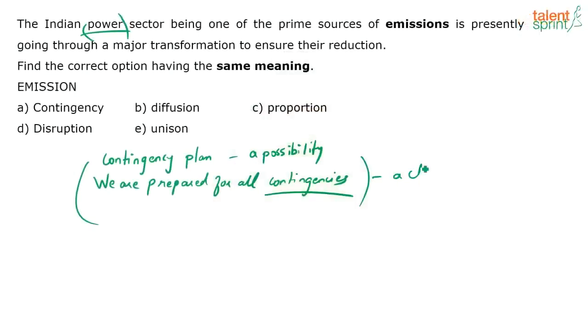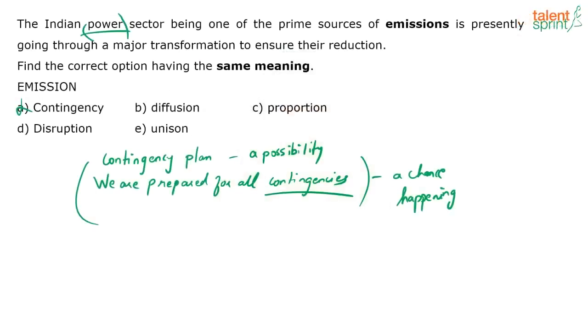Circumstances. We are prepared for all sorts of outcomes; we don't know what the outcome is going to be, like a chance happening. Anything can happen, but we are prepared for it. So in this context, we have to keep constantly reminding ourselves that one word has different meanings in different contexts. Is the context talking about a chance happening or a possibility? No, absolutely not. I can eliminate option A.